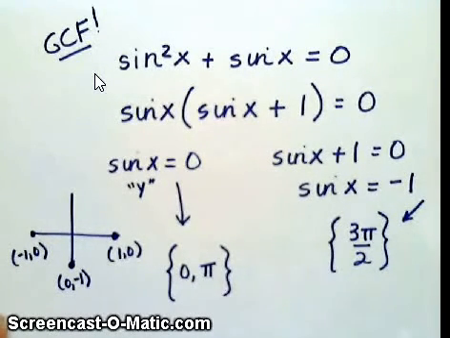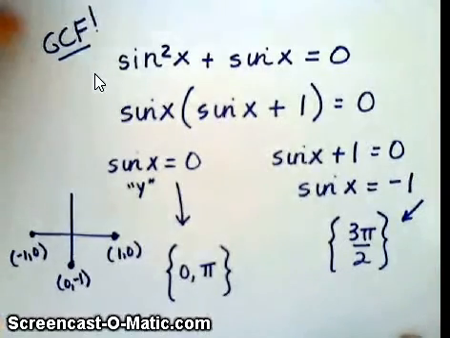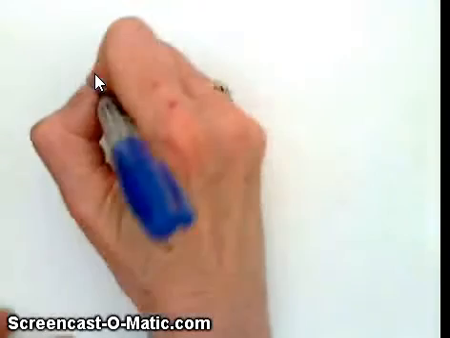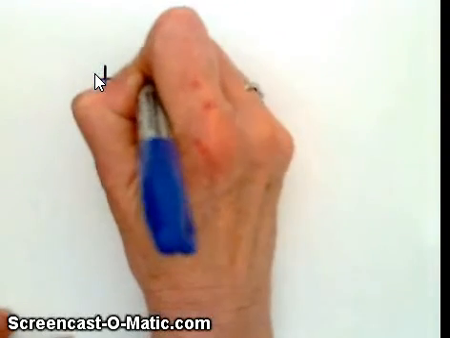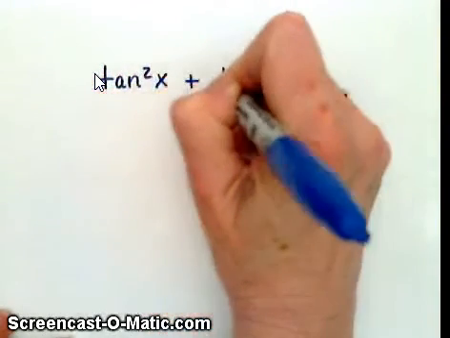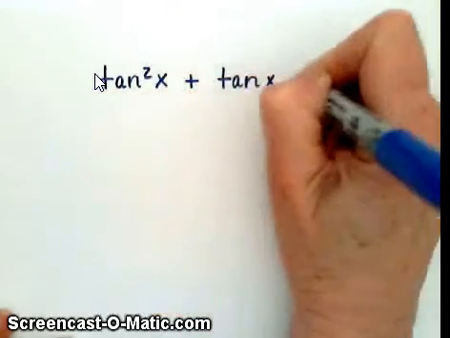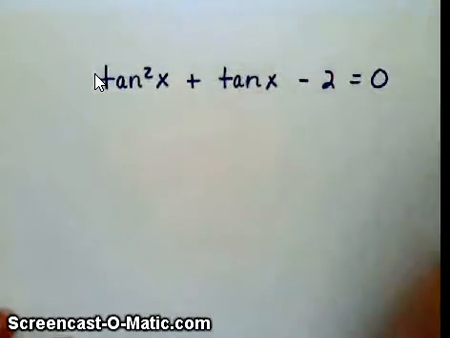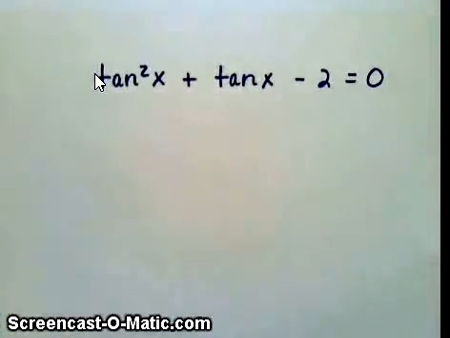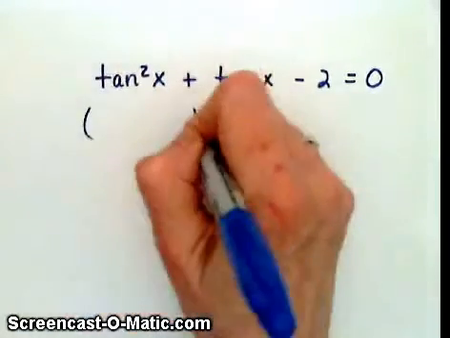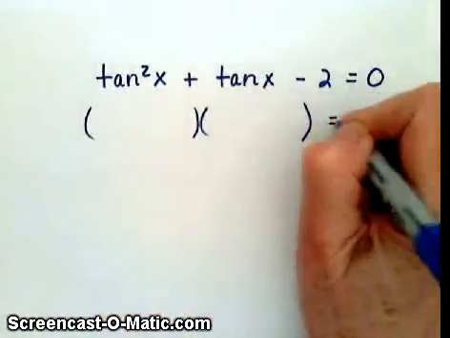My second example involves a quadratic equation that will factor in the normal way that you normally think about. This is example number 2, and this is tangent square x plus tan x minus 2 is equal to 0. All right, this one will factor in the way that you would normally think about factoring. That is a quadratic that will factor using the FOIL method.